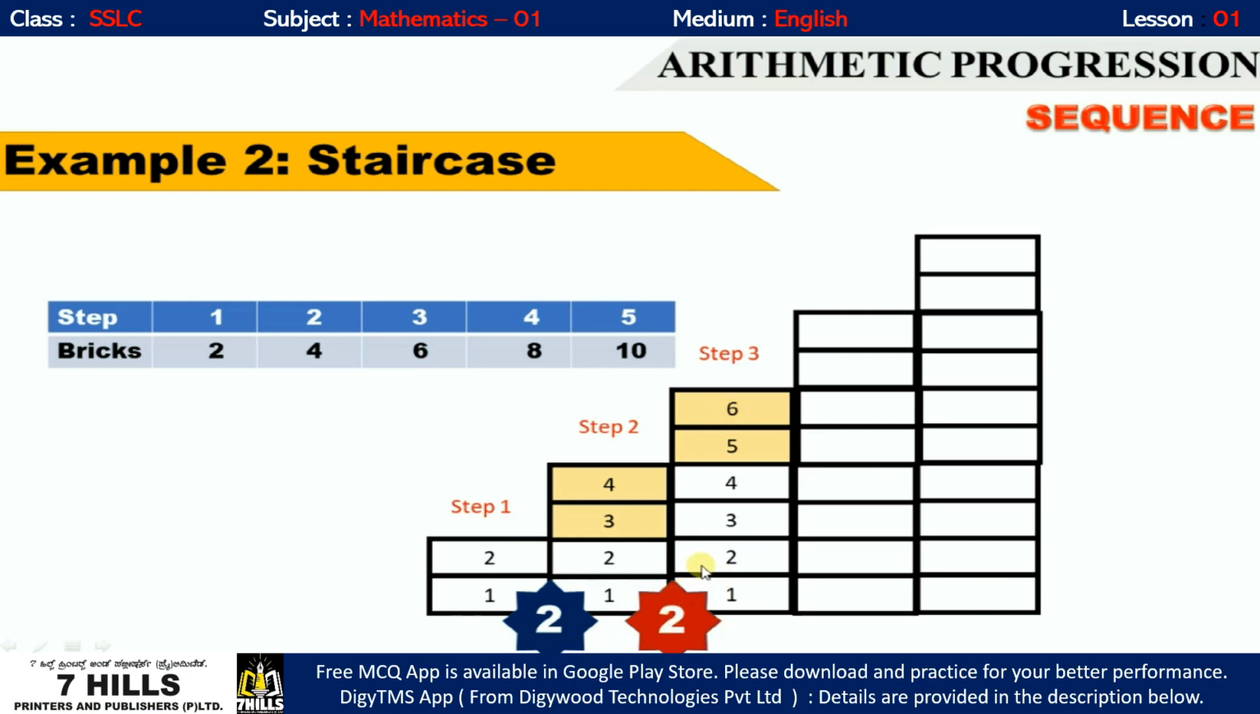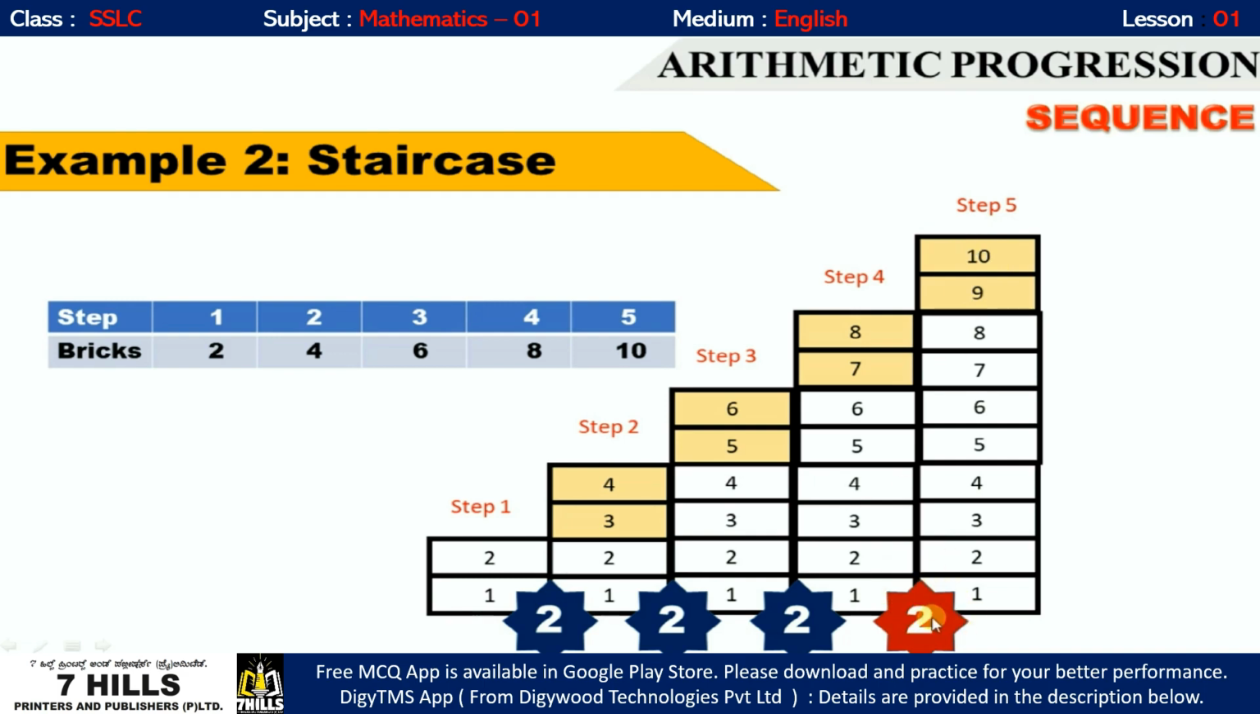Now let us see the step 3 and step 4. Step 3 has 6 bricks. Step 4 has 8 bricks. Step 4 has additional bricks 7 and 8. Step 4 has 2 additional bricks, isn't it? Yes. The difference between step 3 and step 4 is 2. Now let us see the step 4 and step 5. Step 4 has 8 bricks. Step 5 has 10 bricks. Step 5 has additional bricks 9 and 10. Step 5 has 2 additional bricks, isn't it? Yes. The difference between step 4 and step 5 is 2.